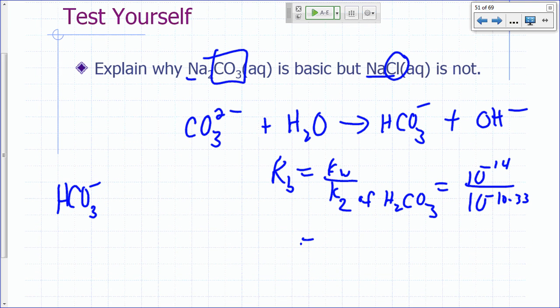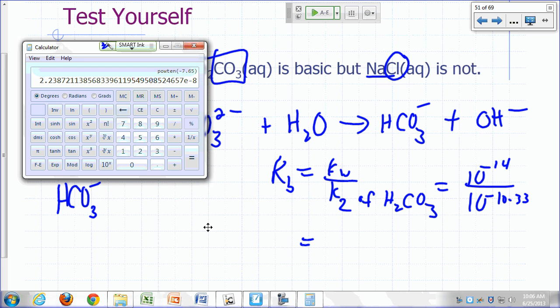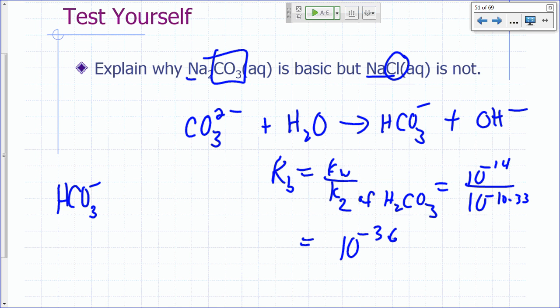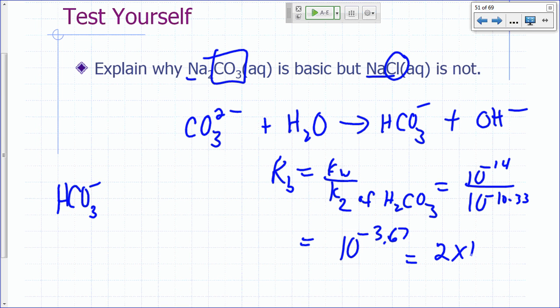That would give you 10 to the negative 14, so 14 negative minus minus, so that's plus 10.33, 10 to the negative 3.67. Okay, so that's a relatively decent Kb. That's 2 times 10 to the negative 4. Okay, but the key here is that it produces hydroxide.